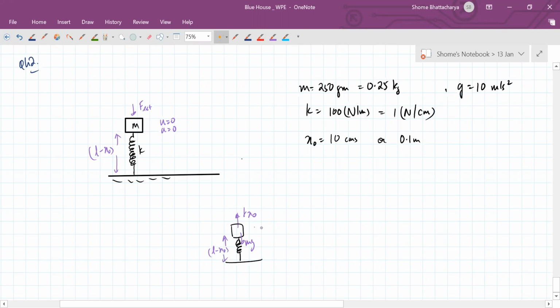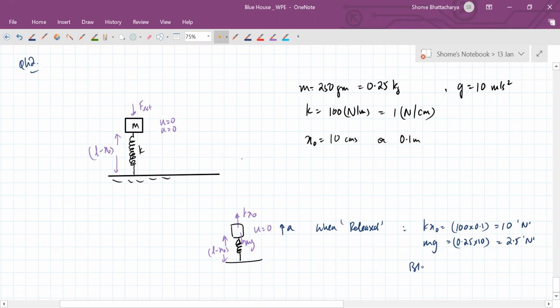Okay. Starting from rest, when released, you can see that the spring force kx naught is equal to 100 into 0.1, that is 10 newtons. And the weight of the block is 0.25 into 10, so that's only 2.5 newtons. So you can see that the block has an upward acceleration.